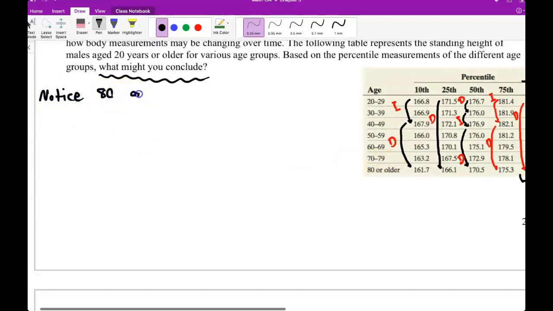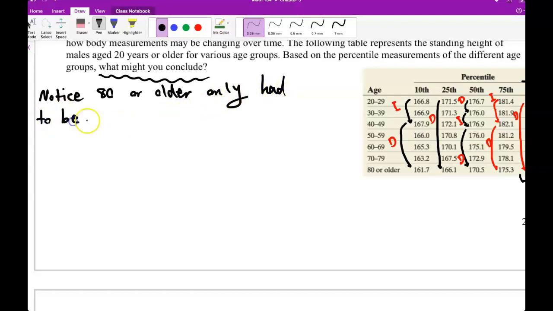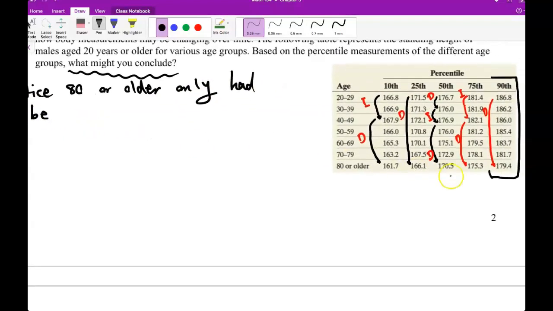So this group, 80 or older, this group only had to be 179.4 centimeter to make 90 percentile.